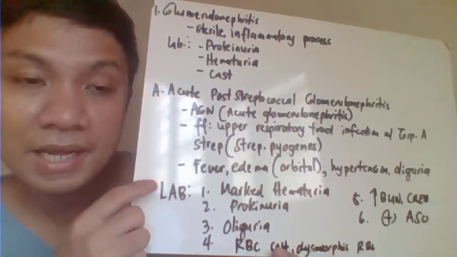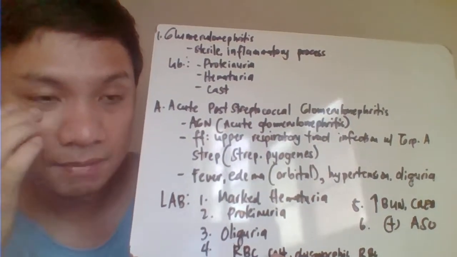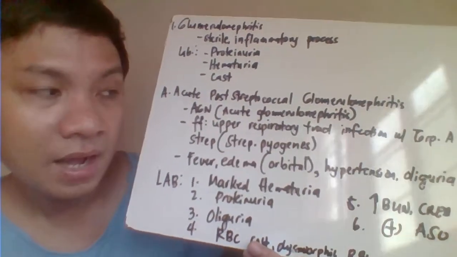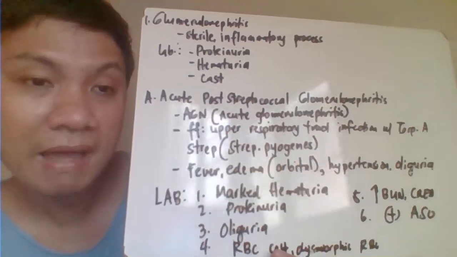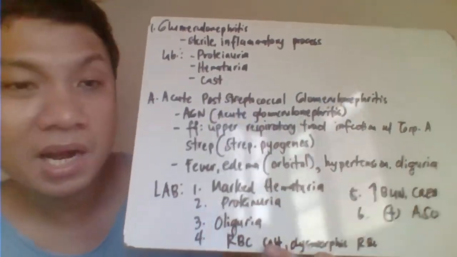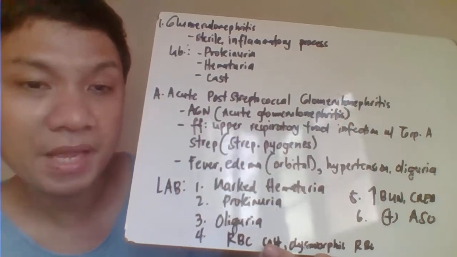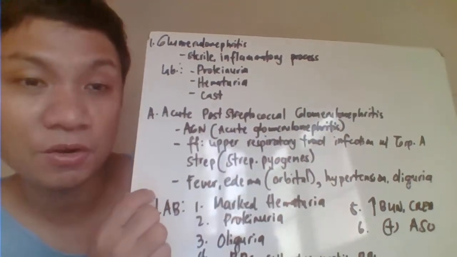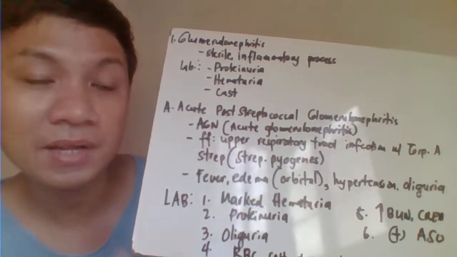So prominent manifestations: we have fever, periorbital edema, so around the eyes, our patient is swollen. We also have hypertension and oliguria. Most likely those affected by APSGN are children. It is rare in adult patients because this is just an acute glomerulonephritis. When it's acute, it's new, so young children.